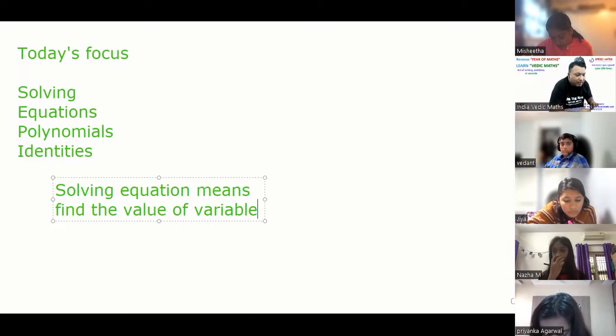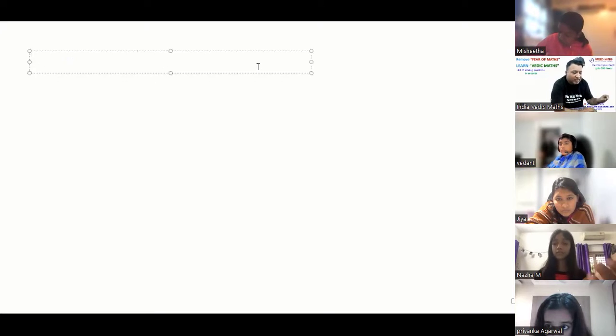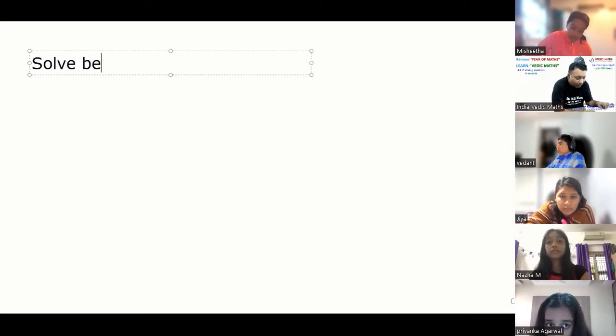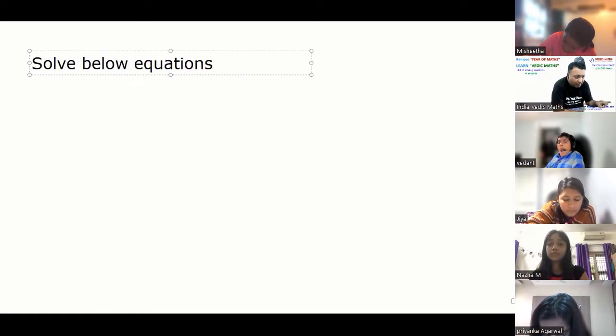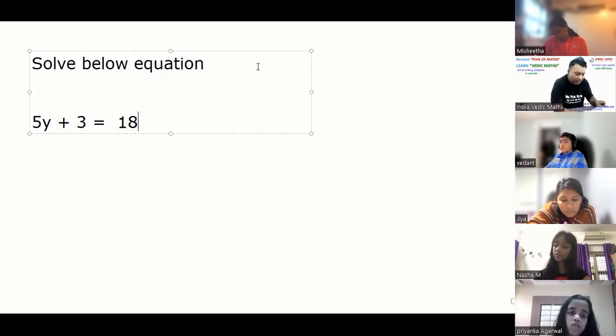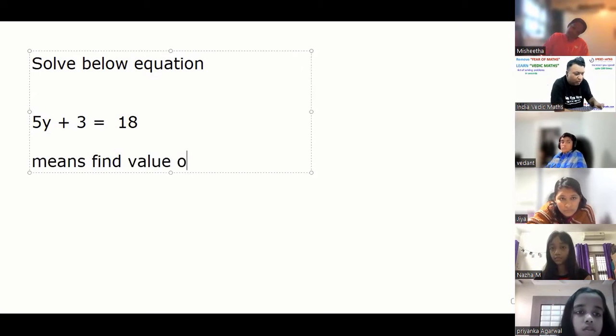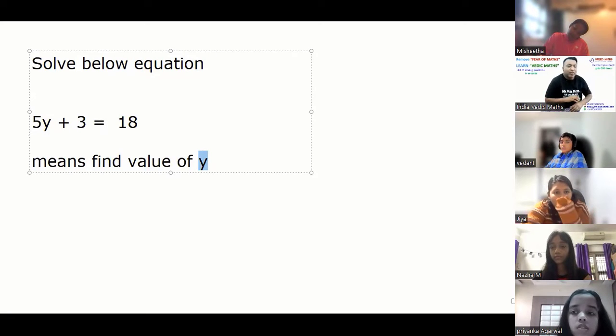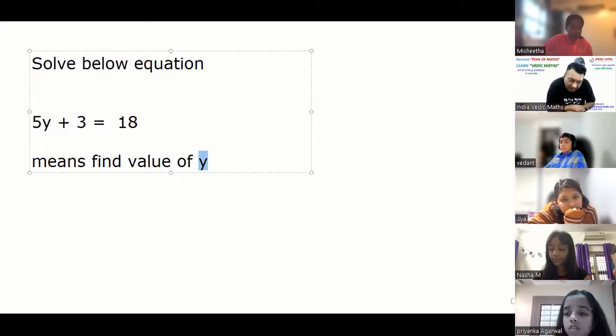For example, if I say this, I am not asking you to solve it, I am asking what it means. If I say solve the equation 5y + 3 = 18, what is the meaning? It means find out the value of y. Y is the missing number or the variable we define, agree? So that's the objective. Today we'll start with the first 10-15 minutes on how to solve a single variable equation.